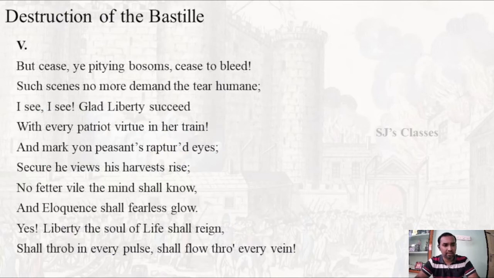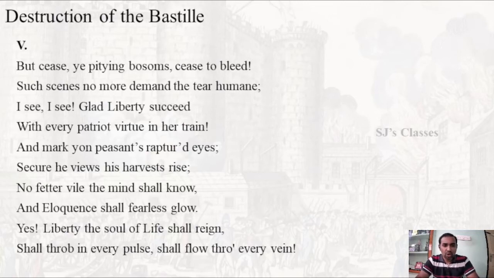Moving on to stanza number 5. "But cease, ye pitying bosoms, cease to bleed." Coleridge says it has to stop. He states it to the pitying bosoms, the people who share this suffering. Cease to bleed, meaning stop extinguishing yourself, stop losing your lives, stop extinguishing yourself in the profound anguish.